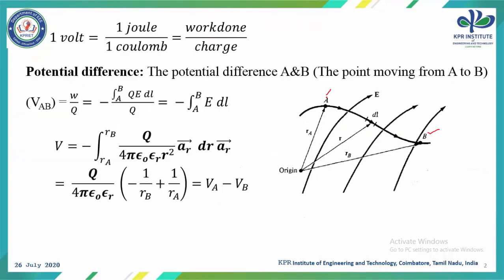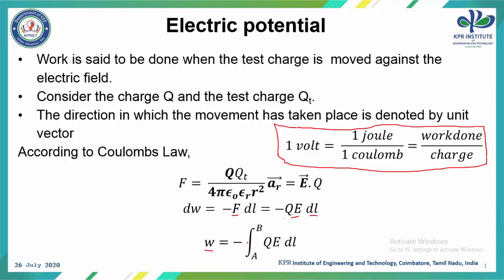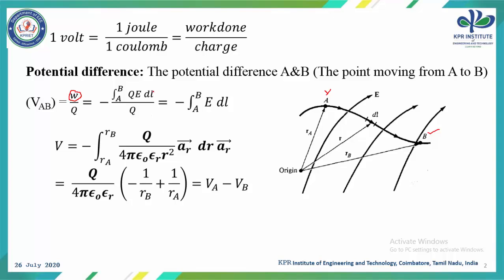The potential difference between the points A and B, we want to find it. Here voltage V equals work done by charge, which is equal to, what is this W? W equals minus integral A to B of Q E into dl. This is the Q. Now this Q and this Q are going to get cancelled. V equals minus integral A to B of E into dl. Now substitute the E value here.